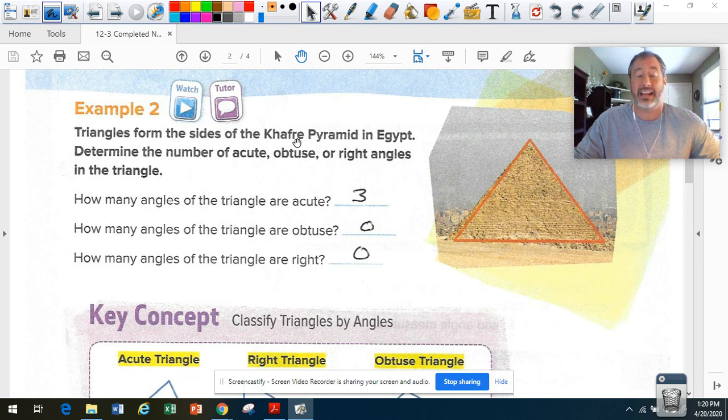I know I mispronounced that. I apologize. Determine the number of acute, obtuse, and right angles in the triangle. Okay, so remember, acute means it is less than 90 degrees.